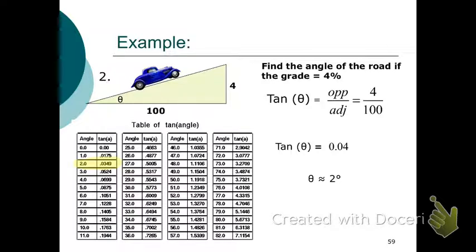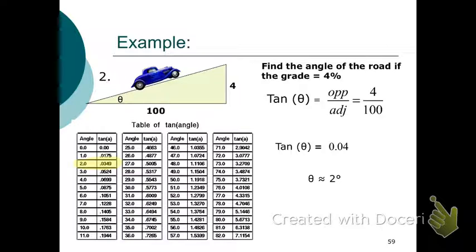adjacent to theta is 100. Tangent of theta is opposite over adjacent, is 4 over 100, 0.04. So what is that angle? You look over in the table, you look for 0.04 or approximately 0.04, and you find out it's about 2 degrees. You can get more close if you use your calculator, and again, you use your inverse tangent key, that tan to the minus 1. Plug in 0.04, hit that tan to the minus 1.